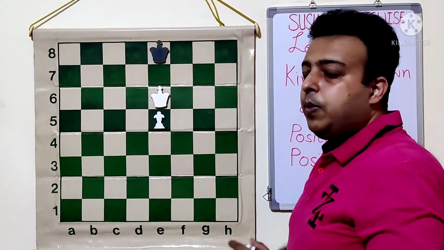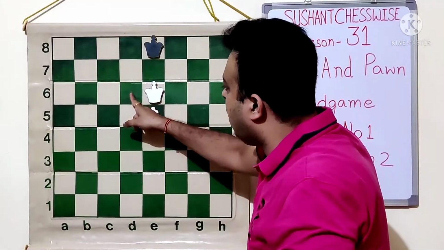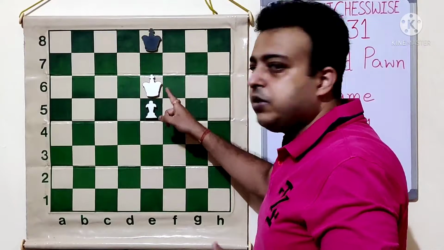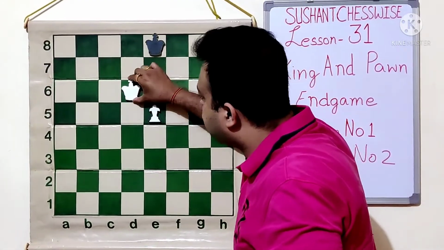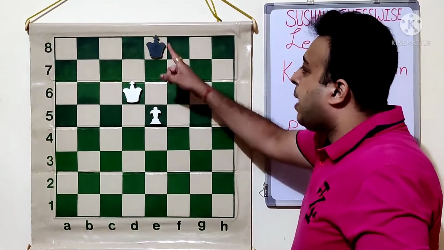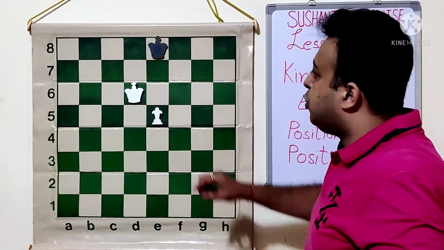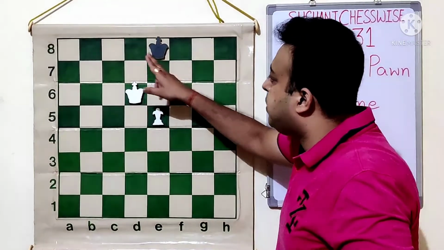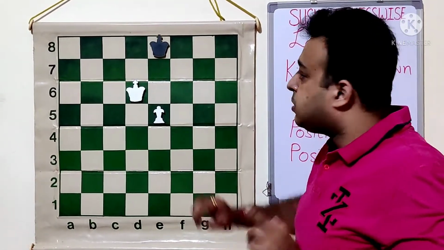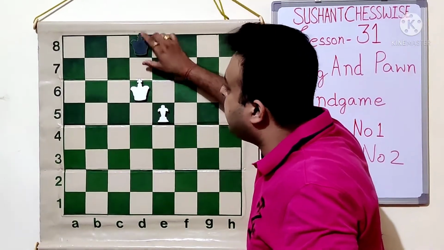Now let's see what happens if it is white's move. So with white to play now, white will play the king to either d6 or f6, any of the squares is fine. King goes to d6. Now black king has three choices. It can go to f8, f7 or d8. Best is to take the opposition, to go to d8.